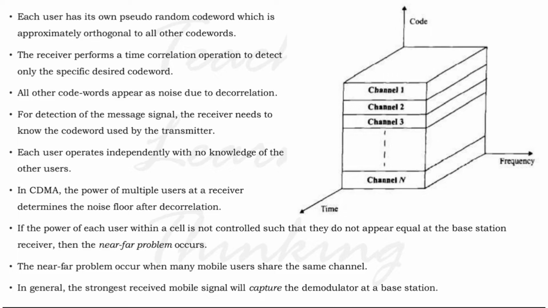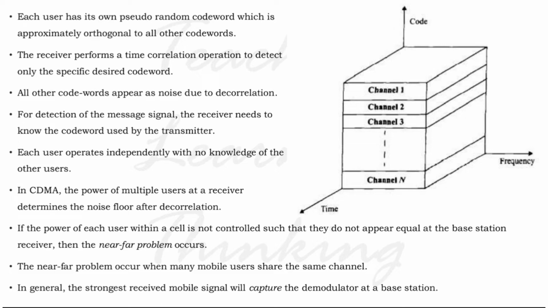Each user has its own pseudo random code word which is approximately orthogonal to all other code words. The receiver performs a time correlation operation to detect only a specific desired code word. All other code words appear as noise due to decorrelation. For detection of the message signal, the receiver needs to know the code word used by the transmitter, and each user operates independently with no knowledge of the other users.